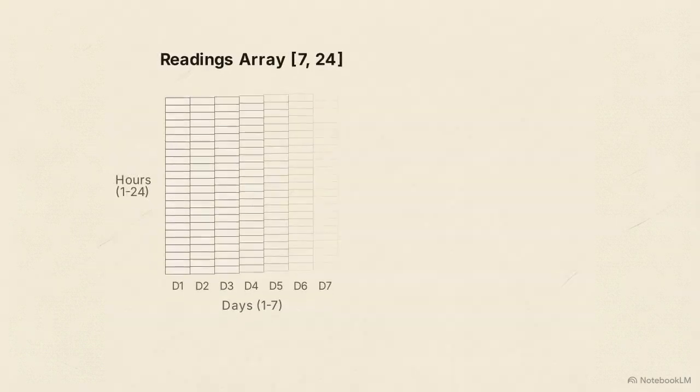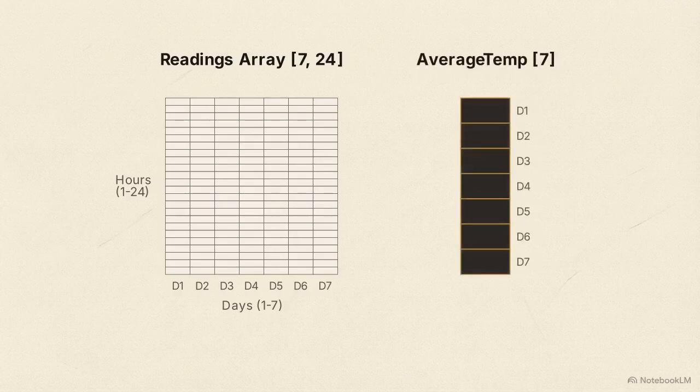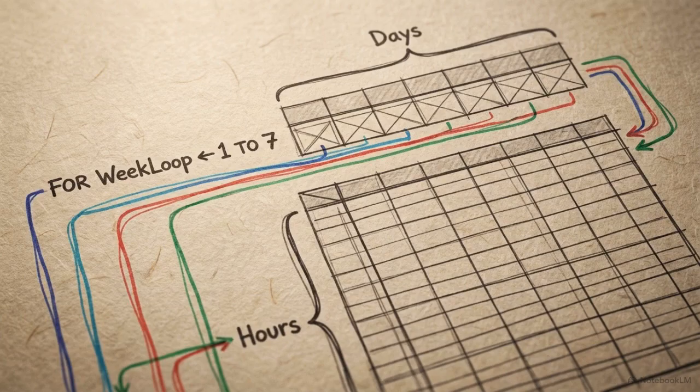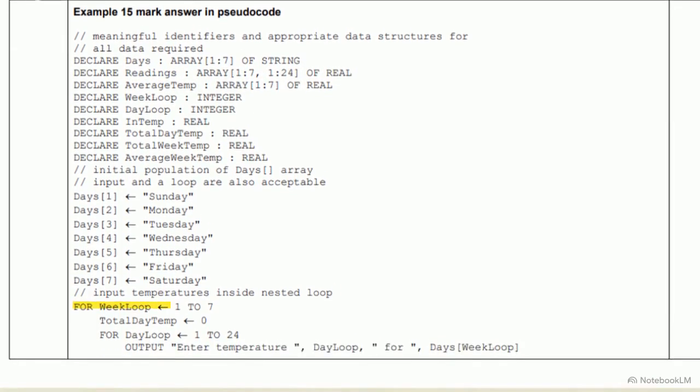Storing this information requires a 2D array to map hours against days. Additionally, we must calculate daily averages and store them in a separate parallel one-dimensional array. Solving this requires a precise alignment between the nested loops and the data structures. The declarations define the memory space, a 2D readings array for the hourly data, and a 1D average temp array for the daily results. The outer loop cycles through the 7 days.